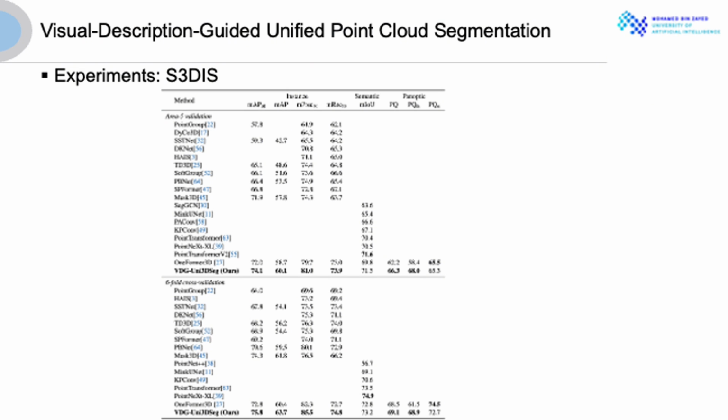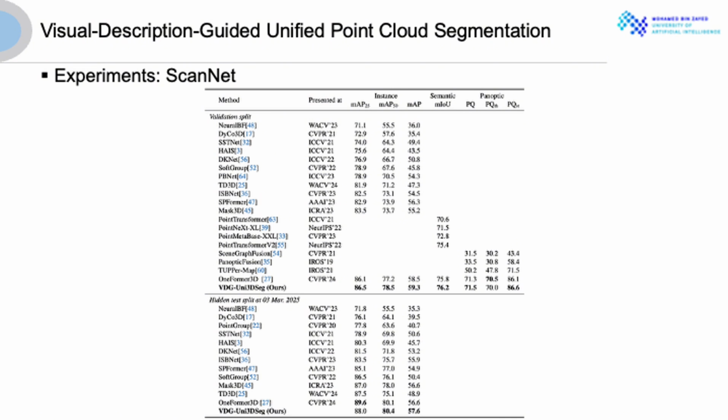First, we show the results on the S3DIS dataset, which contains 6 indoor areas. The upper table shows the results under the Area 5 validation setting, where we train on 5 areas and test on the remaining 1. The lower table shows the results under 6-fold cross-validation, where each area is used once as the test set in rotation. As we can see, our method achieves the best performance across all 3 tasks: instance segmentation, semantic segmentation, and panoptic segmentation, demonstrating strong generalization and unified capability.